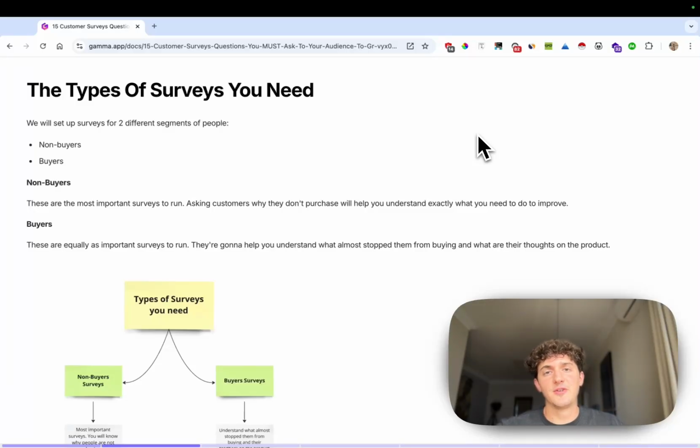And then we're going to have the surveys for the buyers, and these are maybe a little bit less important to run, but still very important. They're going to help you understand what almost stopped them from buying and what their thoughts on the product are. So these are more to improve the website and the funnel so they can convert more.